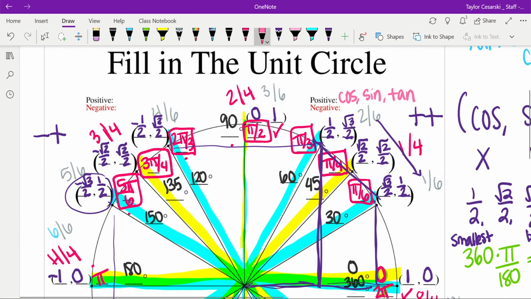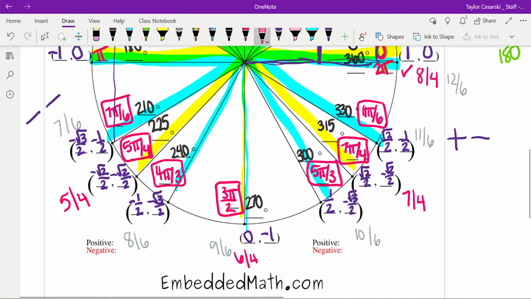All right, let's move over into quadrant 2. Now I said x is negative. What corresponds with x? Well, that's cosine. So cosine here is going to be negative. What corresponds with y? That is sine. So sine is going to be positive. Now, tangent is sine over cosine. So if I take a positive divided by a negative, well, that's going to give me a negative number. So that's tangent.